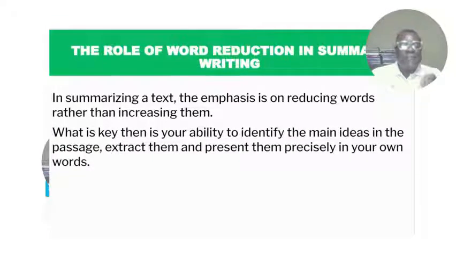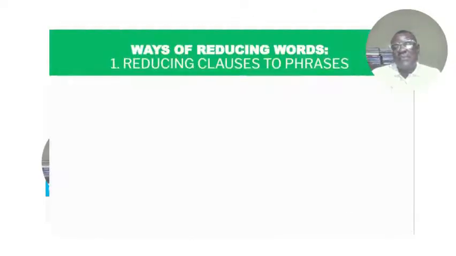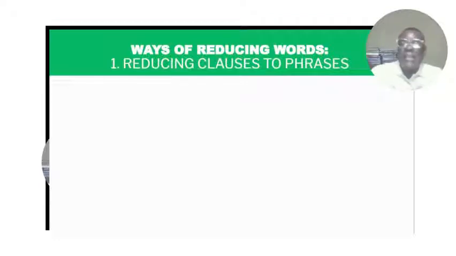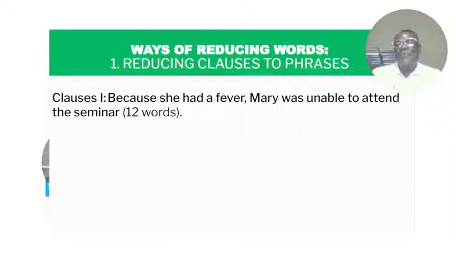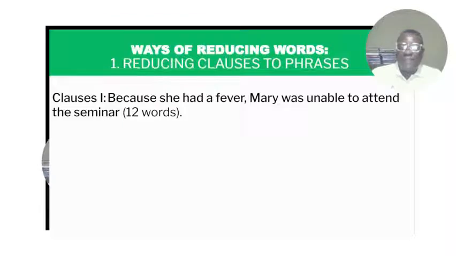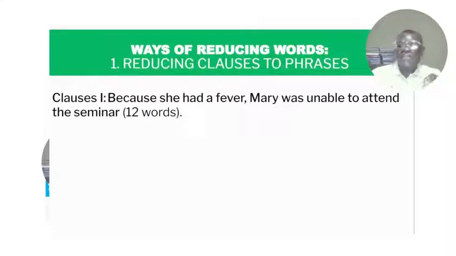Now, what is key then is your ability to identify the main ideas in the passage, extract them, and present them precisely in your own words. So we are going to go ahead to look at ways of reducing words. And the first method is reducing clauses to phrases. For example, if you are given this sentence, because she had a fever, Mary was unable to attend the seminar. This sentence is made up of 12 words.